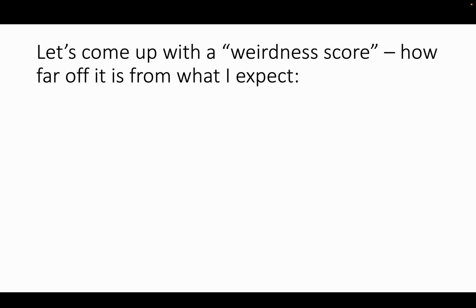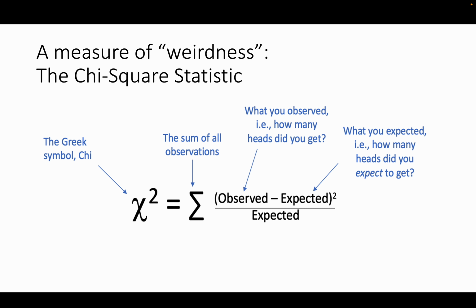Well, we have to come up with some kind of weirdness score. How far off are our flips from what we were expecting? And so I introduced in class this measure of weirdness. A measure of weirdness is called a statistic. And in this particular case, when we have known values and distributions, we call it a chi-square. So chi is that Greek symbol.